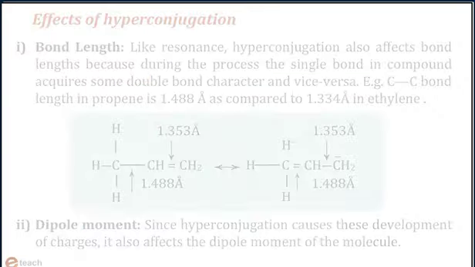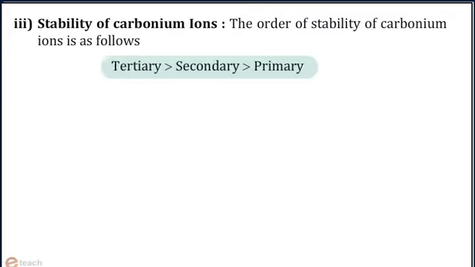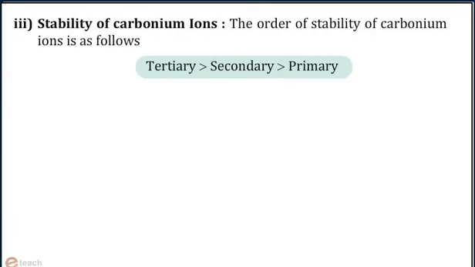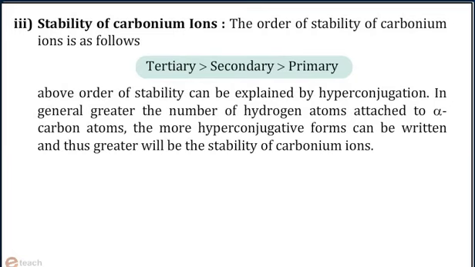The third one is stability of carbonium ions. The order of stability of carbonium ions is as follows: tertiary greater than secondary greater than primary. The above order of stability can be explained by hyperconjugation. In general, the greater the number of hydrogen atoms attached to alpha carbon atoms, the more hyperconjugative forms can be written, and thus the greater will be the stability of carbonium ions.